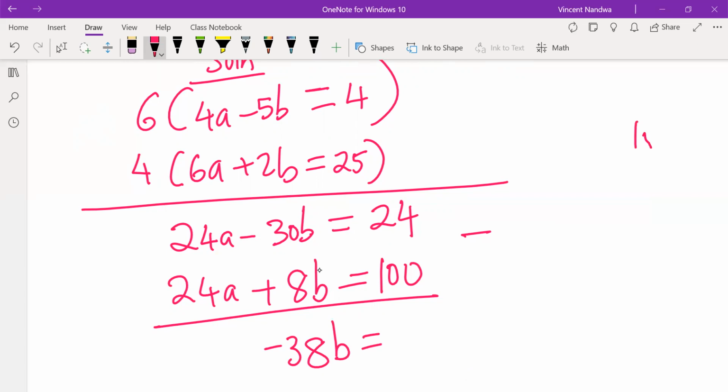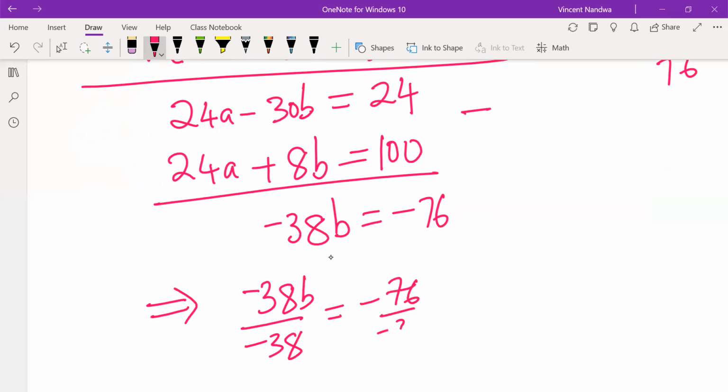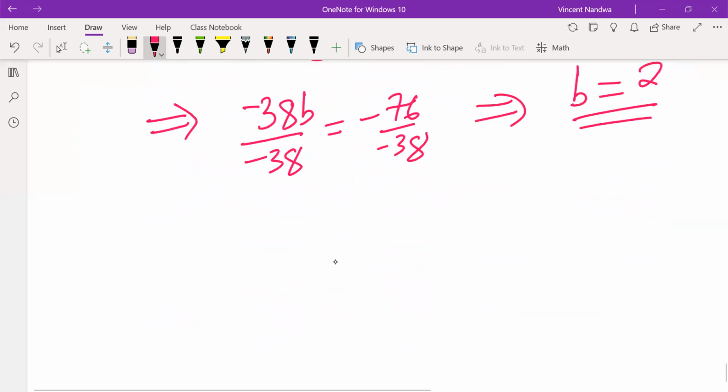24 minus 100, we get minus 76. So which means to get B, you simply divide through by minus 38. So which implies B alone will be positive 2. Once you have B, you always use any of the equations to get the other unknown.